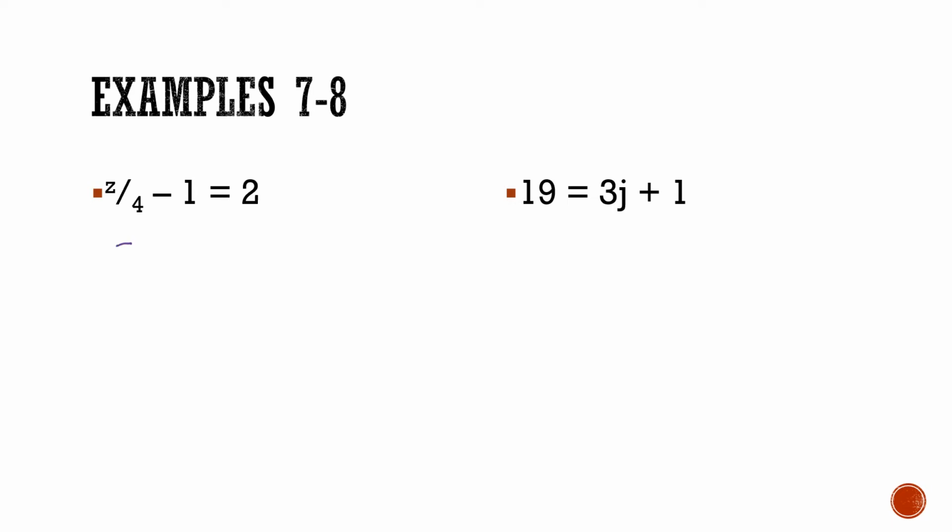Okay, this is z over 4 minus 1 equals 2. So go ahead and try examples 7 and 8.